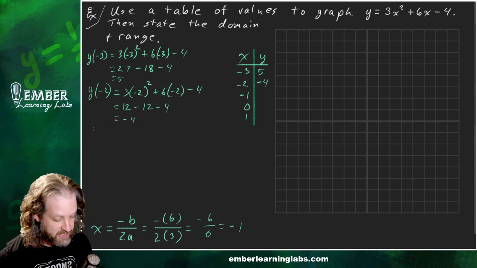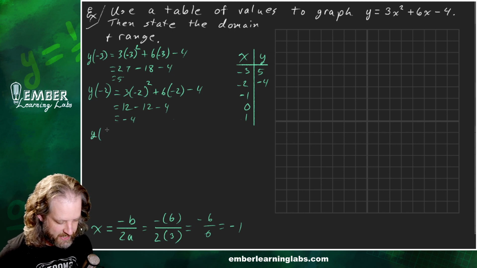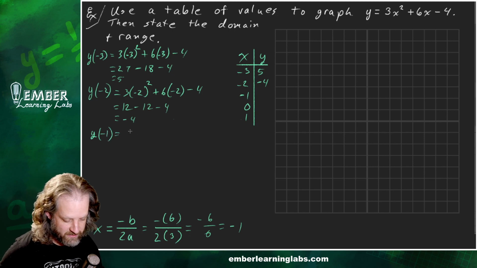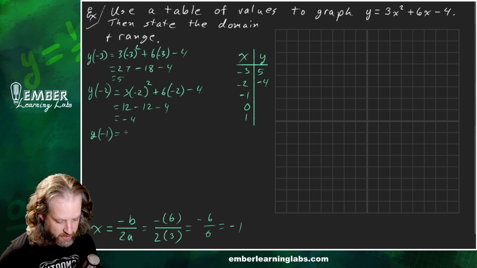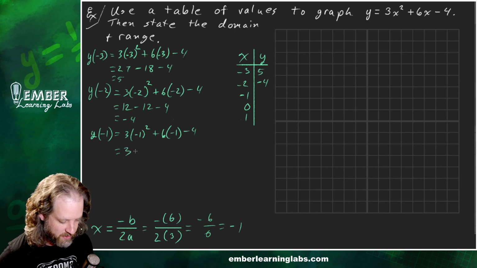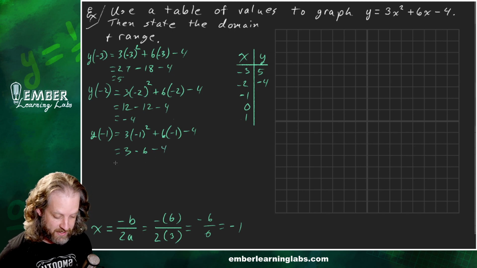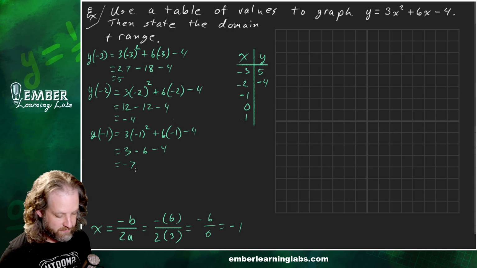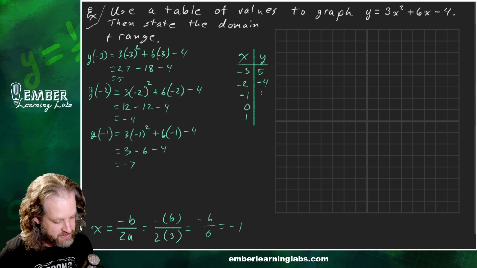Negative 1. And this is actually going to be the last one we're going to have to calculate, and I'll explain that in a second. Y of negative 1. So that vertex is what we're finding here, right? So 3 times negative 1 squared plus 6 times negative 1 minus 4. Negative 1 squared is 1. 3 times 1 is 3. 6 times negative 1 is negative 6 minus 4. So this is negative 3 minus 4 is negative 7. It's going to barely fit on my little graph over here. So this is negative 7.